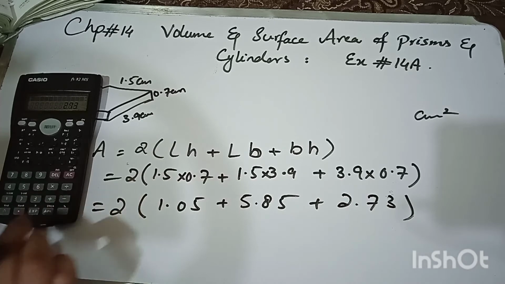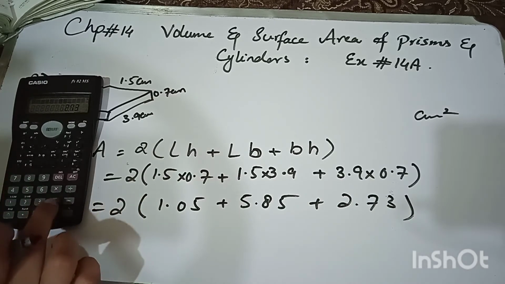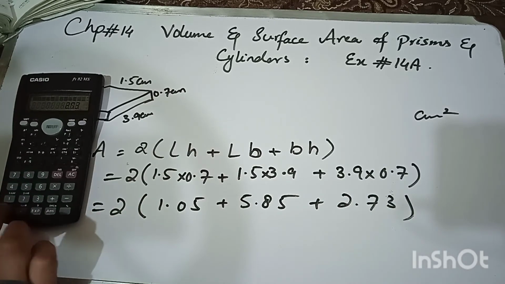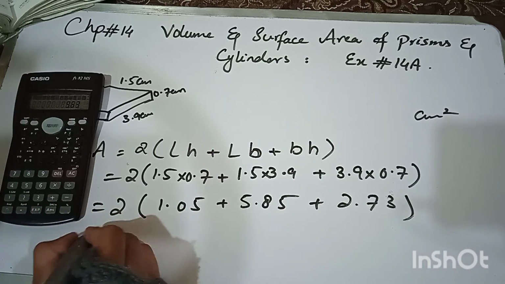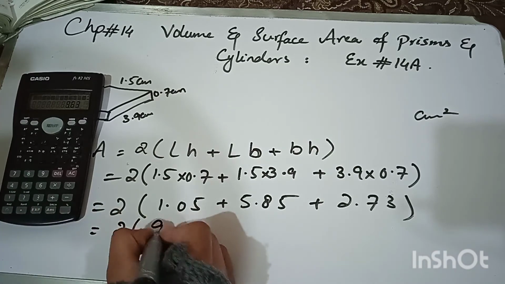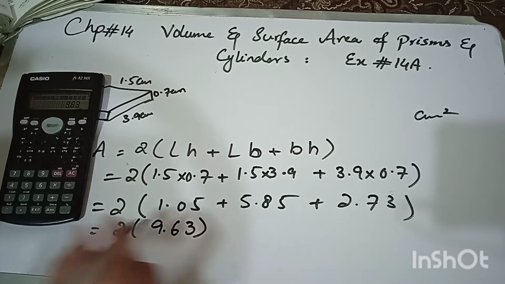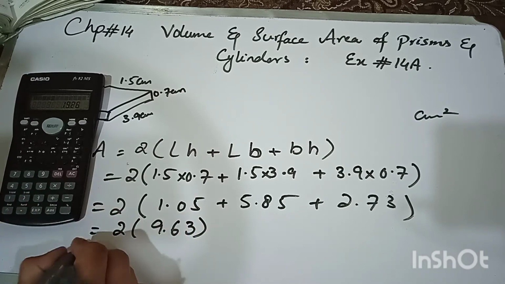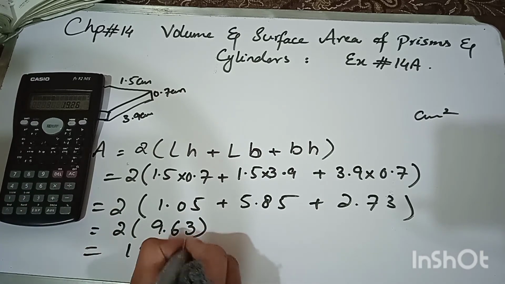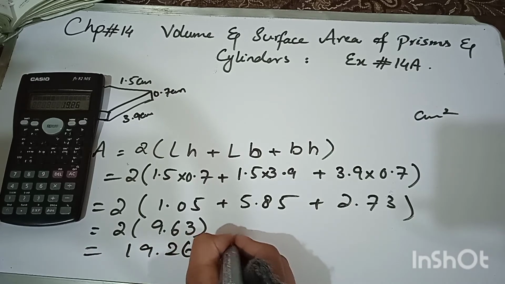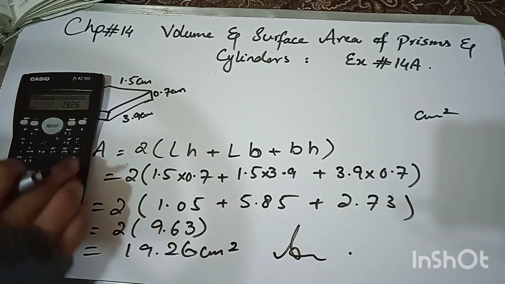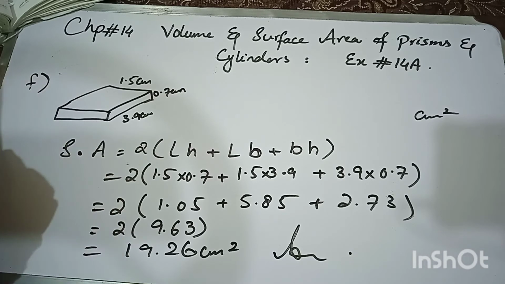Now we have to add up the terms. 5.85 plus 1.05. So the terms inside the bracket product is equal to 9.63. Now we have to multiply the product with the 2. So we get the answer 19.26 centimeter square. So this is the answer of your question number 3 part F.